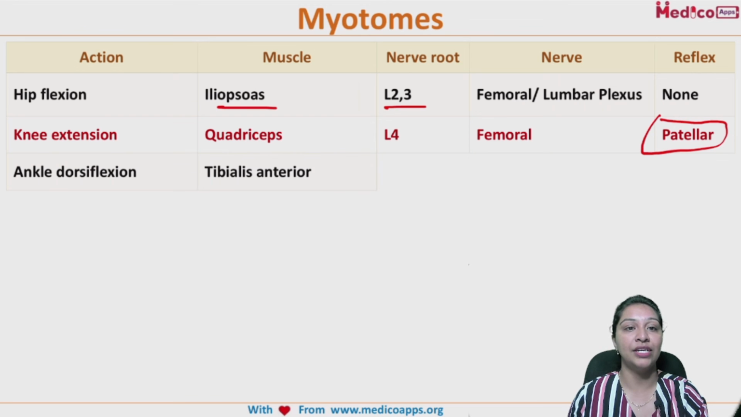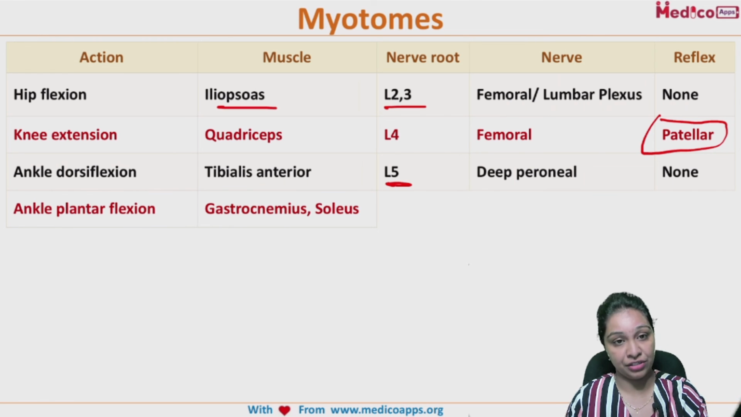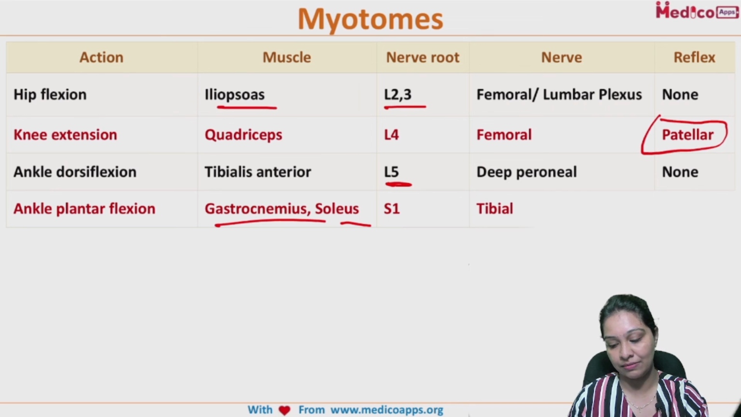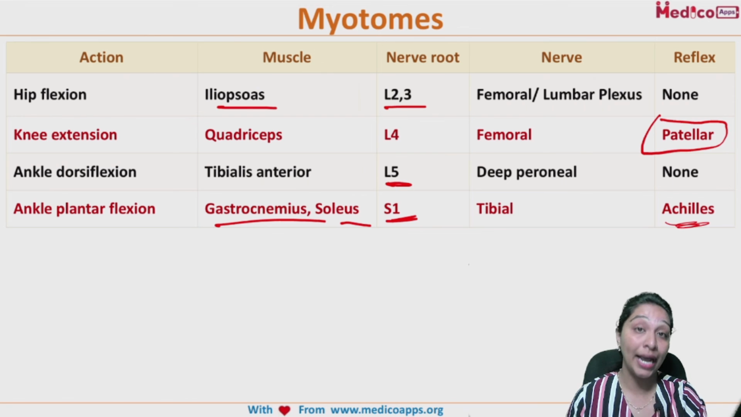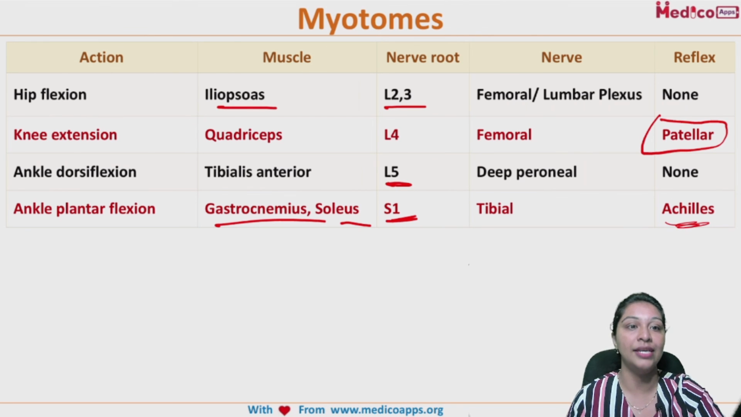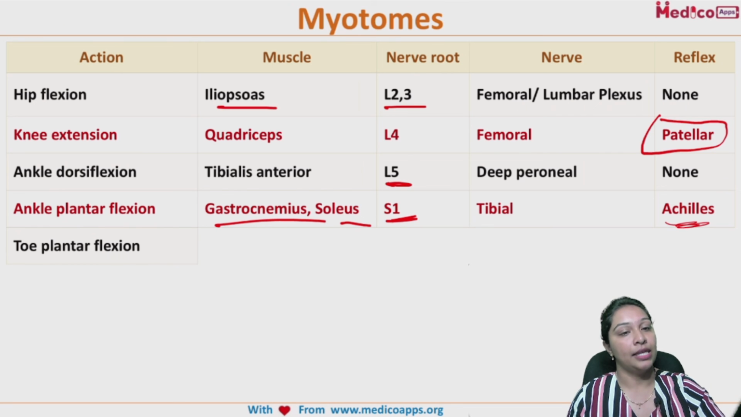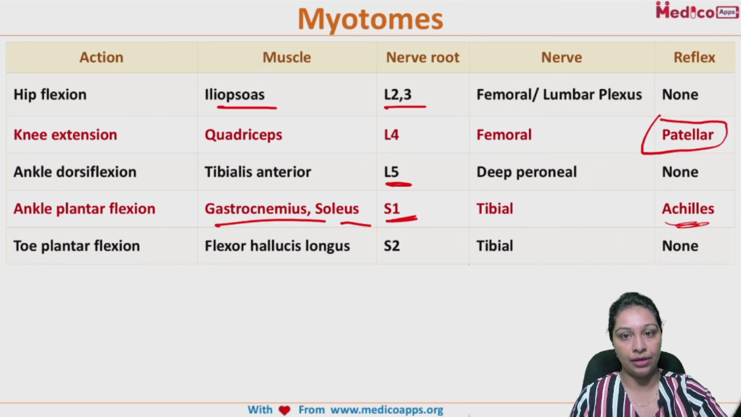Then ankle dorsiflexion: the muscle is tibialis anterior, the nerve root is L5 and the nerve is the deep peroneal nerve. Then ankle plantar flexion is brought about by the gastrocnemius and the soleus muscle with nerve root S1, and the nerve supply here is the tibial nerve, and here we have the Tendo Achilles reflex, right? You hit with the knee hammer on the Achilles tendon and you see a plantar flexion at the ankle. Then toe plantar flexion is brought about by the flexor hallucis longus. The nerve root is S2 and the nerve supply is the tibial nerve.